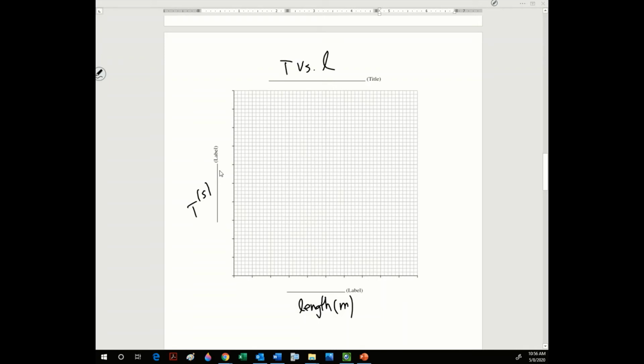And we know that they don't have a direct relationship, they have a square root relationship, so you should get a graph that looks like something like this. It might not be perfect, it might look pretty straight, but it should look, hopefully, something like that. That's going to be our first graph. So what we need to do is straighten that out.